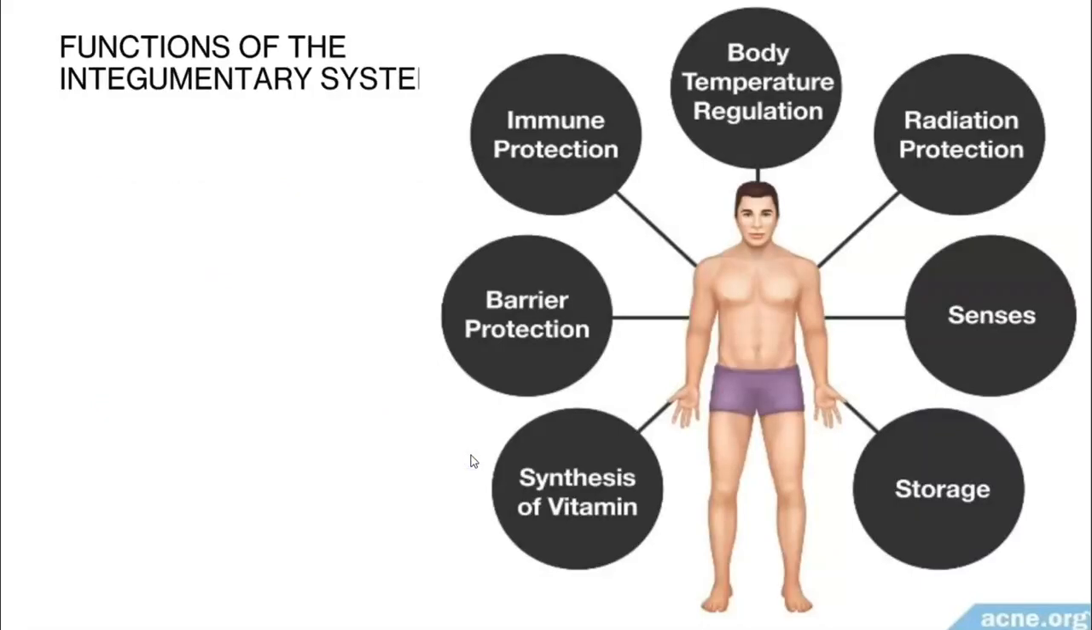So first of all, you need to know the functions of the integumentary system. So make sure you know all of the functions of the integumentary system. This will involve body temperature regulation, which is also known as thermoregulation. You have sensory reception. You have protection against infection, so immune protection against pathogens, and protection against just stuff in the environment, so it could be physical trauma. You also have protection against UV radiation.